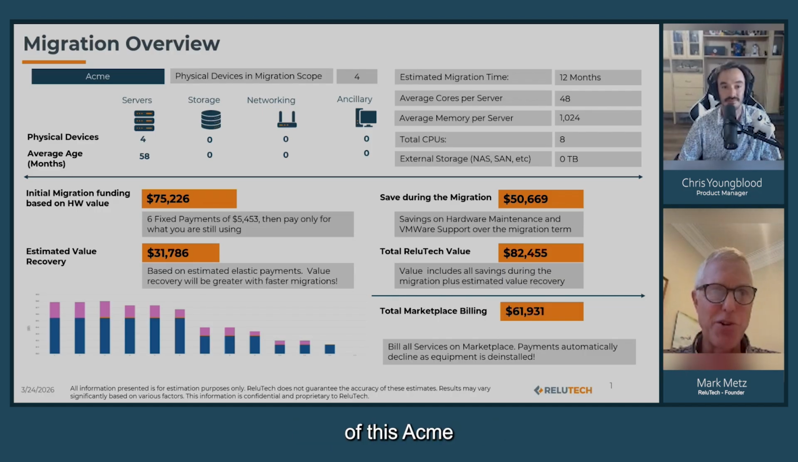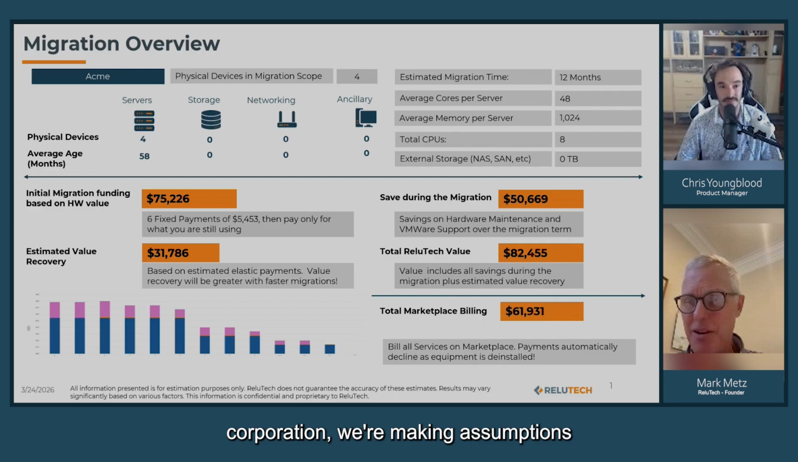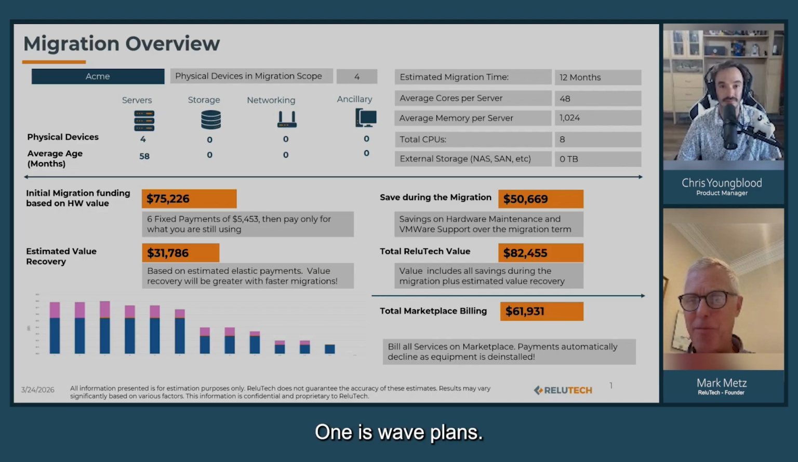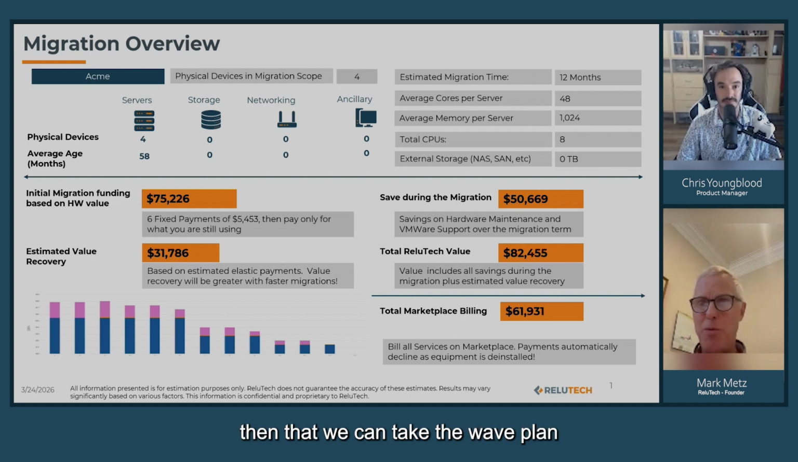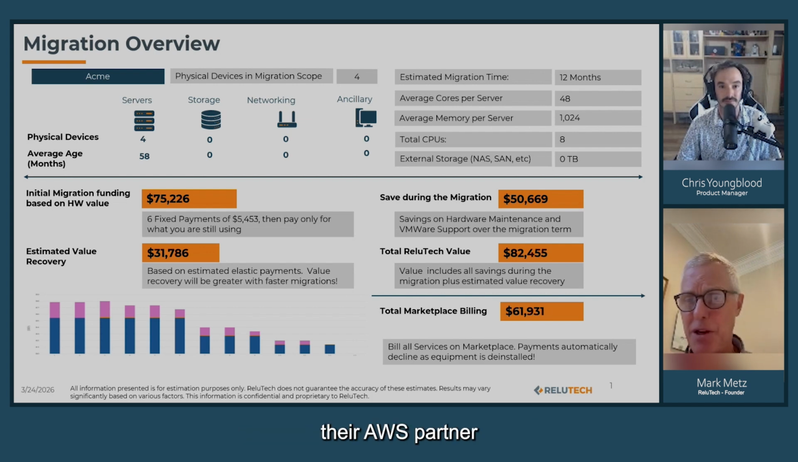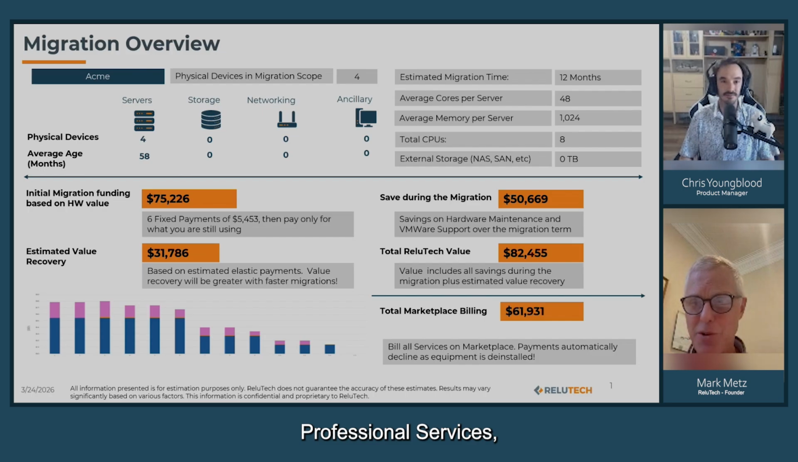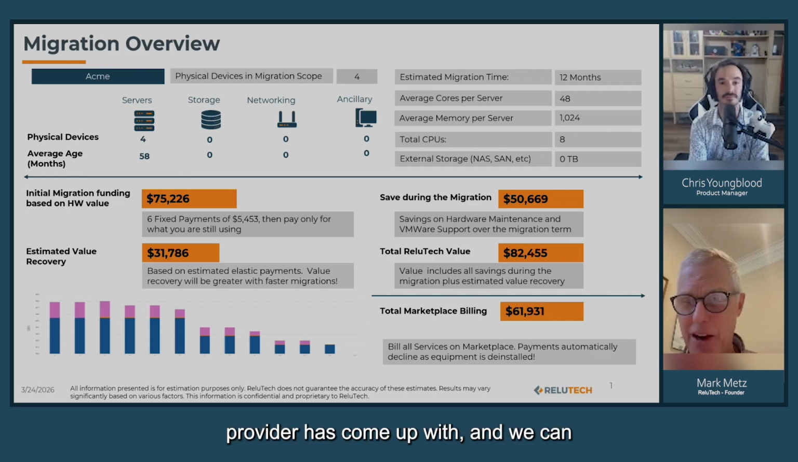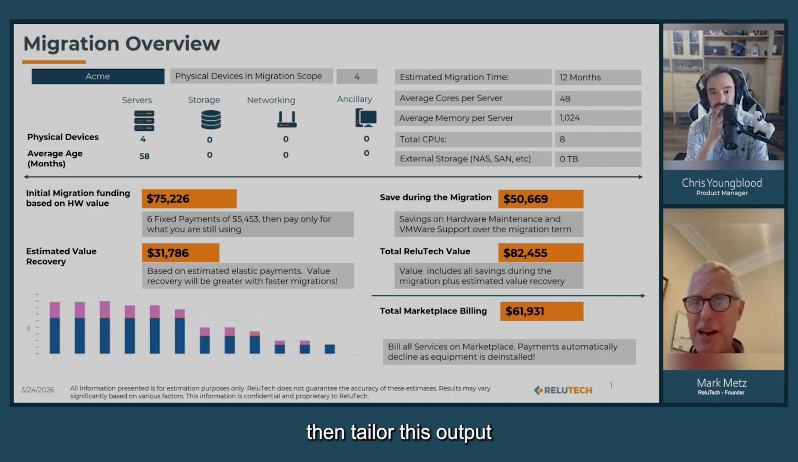So in this fictional case of this Acme corporation, we're making assumptions on two very important points you brought up. One is wave plans. But the beauty about the product that we built is that we can take the wave plan that either their AWS partner, AWS professional services, or their other cloud provider has come up with, and we can then tailor this output to that exact wave plan.